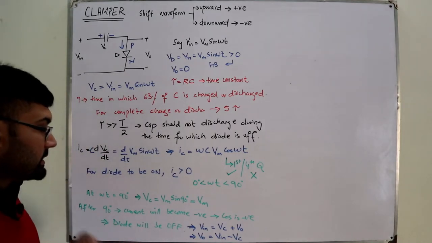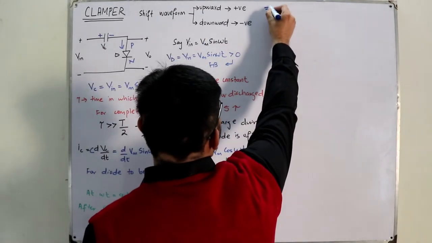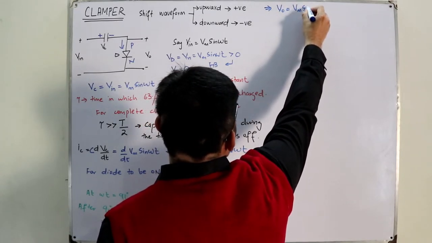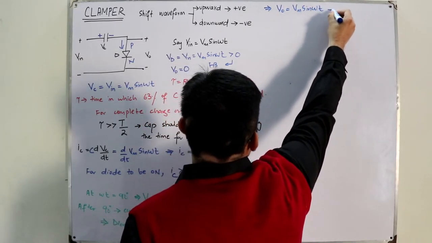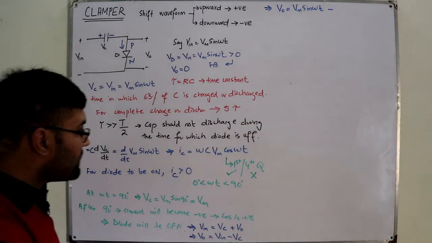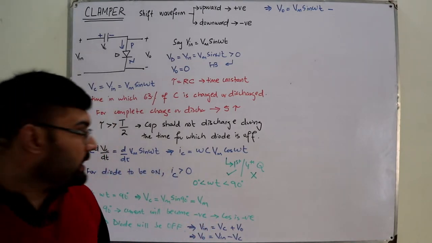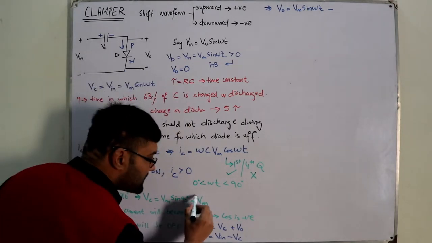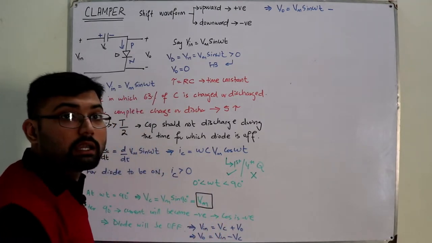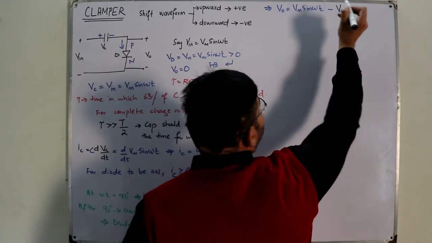Yes? Now what happens? Let me come over here. This implies that the output voltage is Vm sine of omega t minus VC, and for VC I would write this value of Vm. And why would I write this value of Vm? Because the capacitor is charged till this value of Vm.